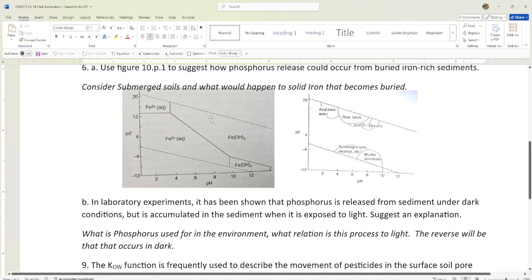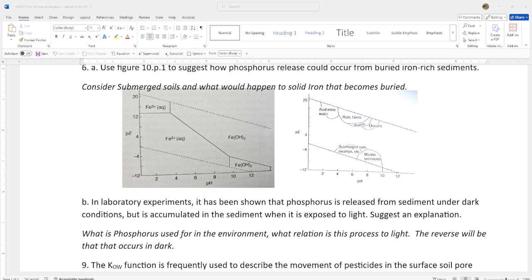So we've got to think about iron-rich sediments. Iron can bind to phosphate. Phosphate can bind to the iron surface of insoluble iron-rich sediments. So that's when you get the iron 3 plus, iron oxide. Now, with that in mind, we could form structures that look like this.